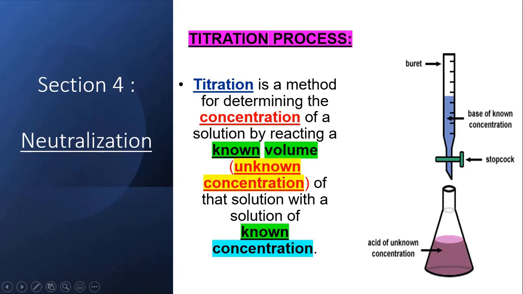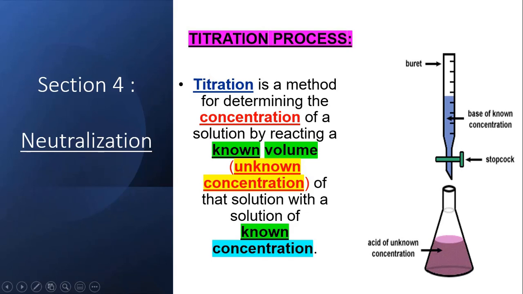So we are going to determine or calculate the concentration of a solution by reacting a known volume of that solution with a known concentration of a known solution. For example, let's say here, I don't know how much acid is found there, but I will know the volume. So I don't know the concentration of that acid, but I know its volume.